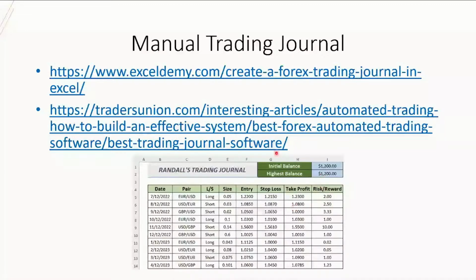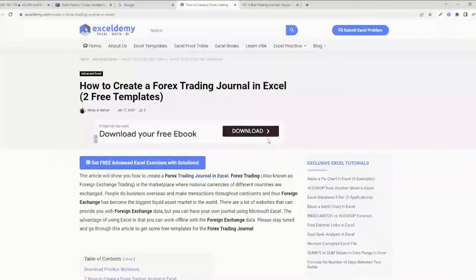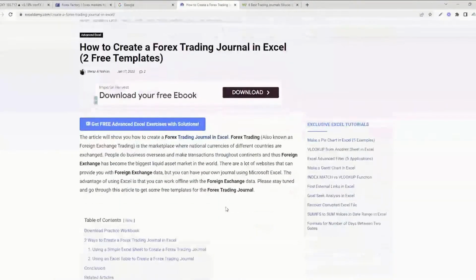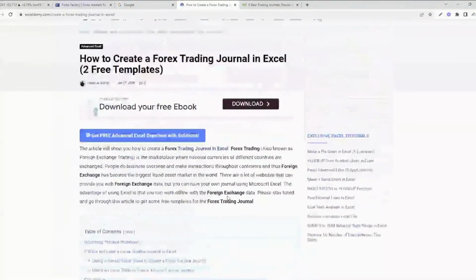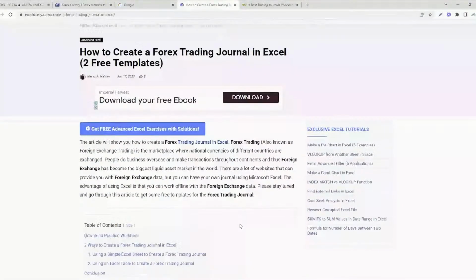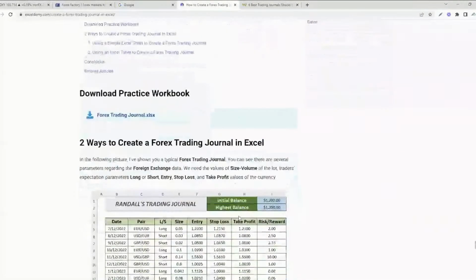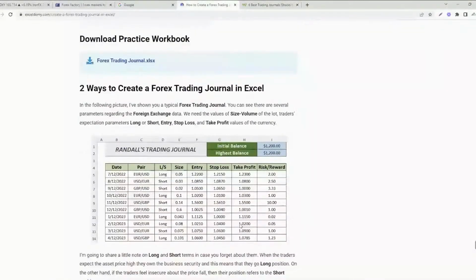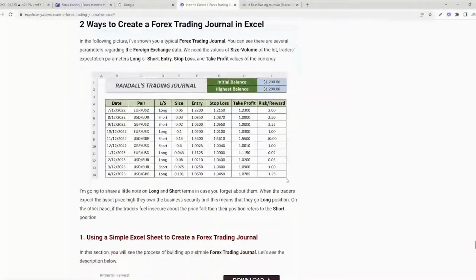Okay, so let's just switch on to the website. Okay, so this is where that first link was. That first link will take you here. So basically this is a pretty good website to read through and to start creating your first manual trading journal. So it takes you step by step how to do it.